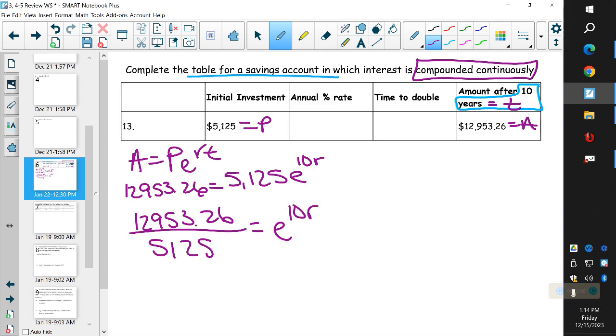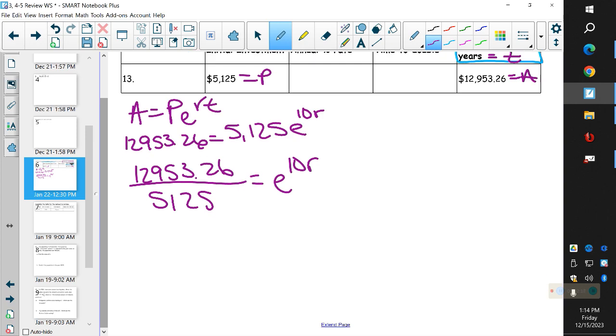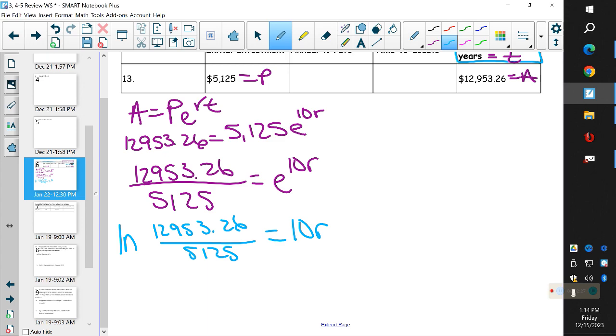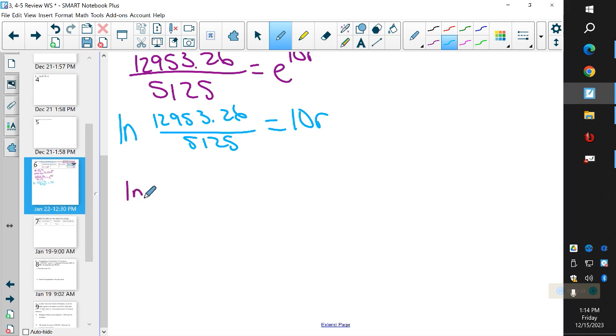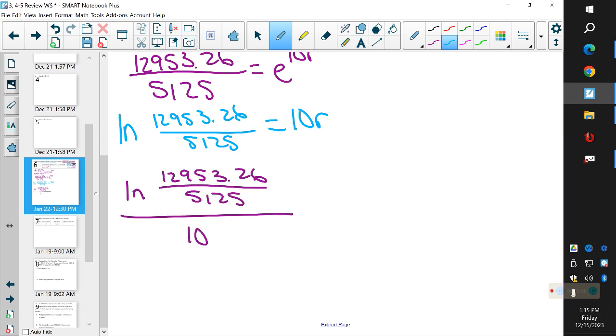How do I get 10r out of the exponent position? Multiply by natural log. Yeah. Natural log of both sides. So if we're doing the natural log of both sides, that's going to be the natural log of 12,953.26 over 5,125 is equal to 10r. Yes? How do I solve for r? Divide by 10. So I have this ugly number, which is just a number. That's all this is. It is just a number. And we're dividing that whole thing by 10.